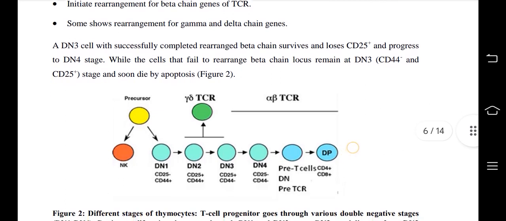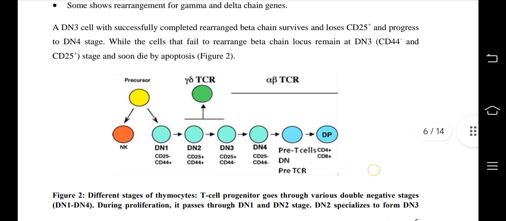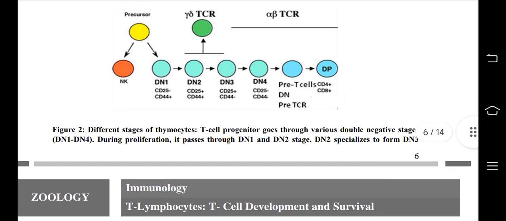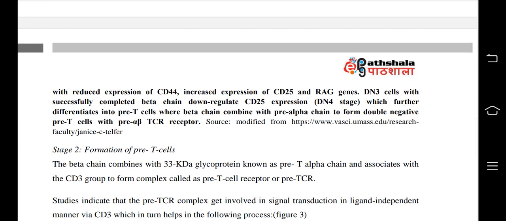Precursor NK, DN1, CD25, CD44, alpha delta TCR, DN1 to DN2, DN3, DN4, pre-T cells, DN pre-TCR, CD4 plus, CD8 plus, DP. These are the different stages of thymocytes. T cell progenitor goes through various double negative stages, DN1 to DN4. During proliferation, it passes through DN1 and DN2 stage. DN2 specializes to form DN3 with reduced expression of CD44, increased expression of CD25 and RAG genes.